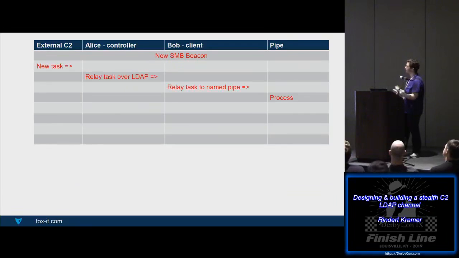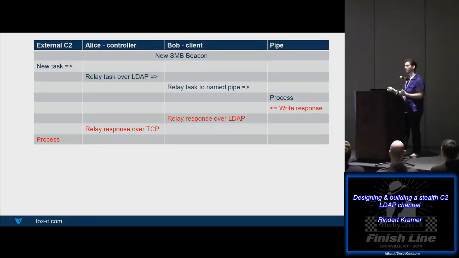And let's say that we want to run a task, for example, take a screenshot or run ipconfig or stuff like that. The task will be sent to Alice, and Alice will relay the task over LDAP back to Bob. And Bob will write the task on the named pipe server. And the pipe server will basically process the task and write the response back on the named pipe. Bob will read the named pipe and write it back over LDAP to Alice.